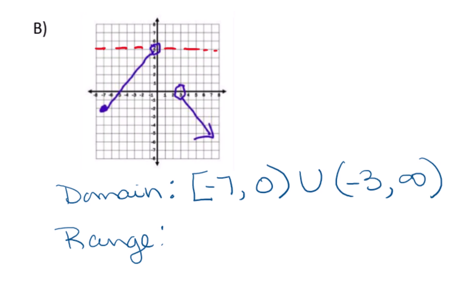Here's the tricky part with the range. We always start with the lowest value. So going from bottom to top, there is no lowest point. So we start with parentheses, the -infinity, and then we go up all the way to the number 5, but 5 is not included. So we use parentheses.